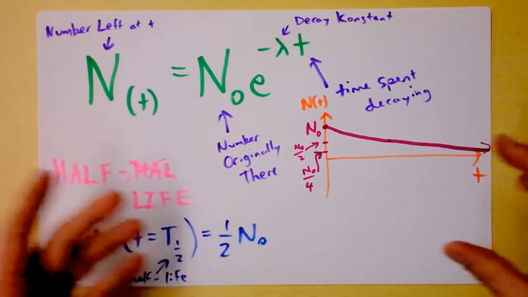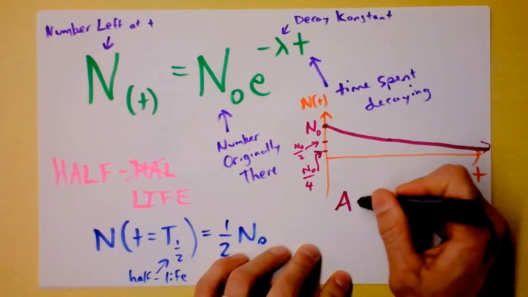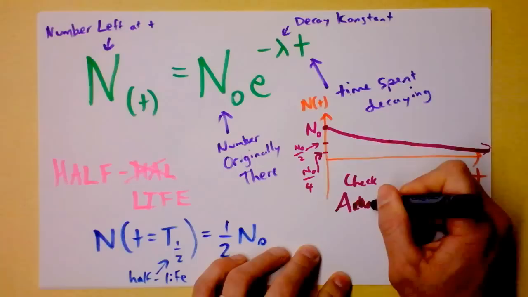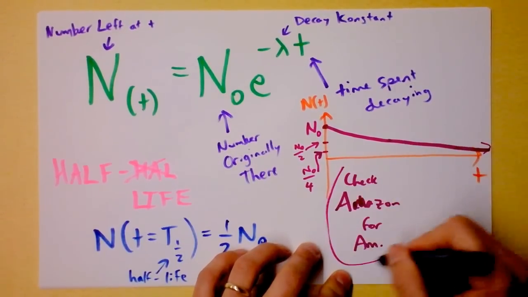And so it's most dangerous when it's first formed. If you open that box, you order some radioactive material from Amazon. Do they sell radioactivity? I hope so. Check Amazon. That's a mental note for me. Check Amazon for americium. Okay, I'll do that later.